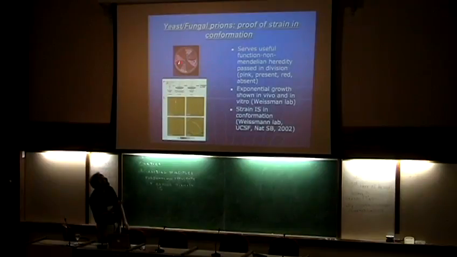But again, one of the fascinating things is that these prions, they're not mammalian prion in sequence, but these prion proteins in yeast and other fungi actually serve a functional purpose. And they do have the exponential growth, and the strain is in the conformation, as these AFM images from Weissman's lab were discussed yesterday.